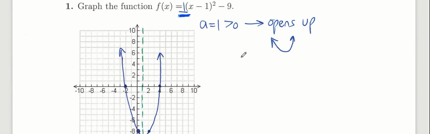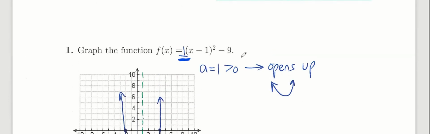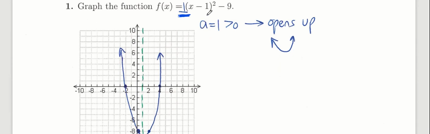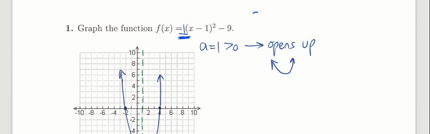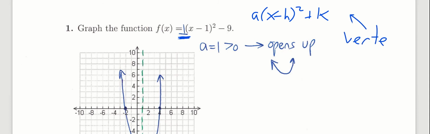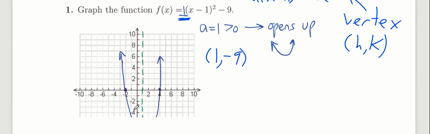With a quadratic in standard form, it's very easy to look at it and see the vertex. So if it's in the form a times x minus h squared plus k, in standard form, the vertex is going to be located at h comma k. So for this particular parabola, we can just visually look at it, and we see that the vertex is going to be at 1 comma negative 9.